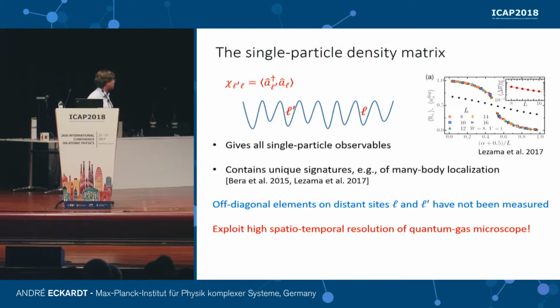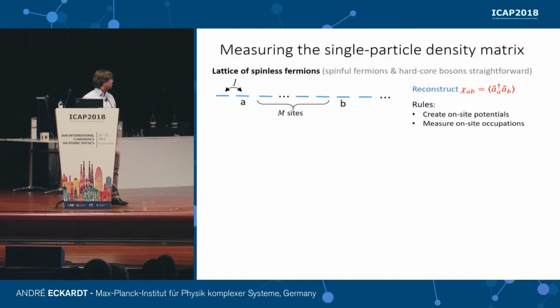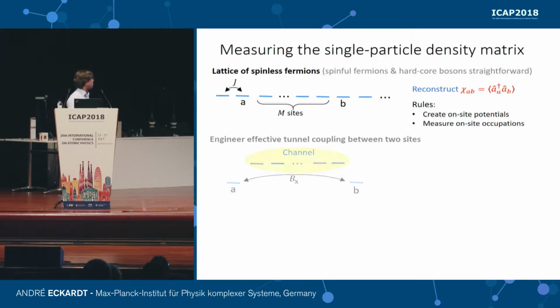The scheme I'm going to present exploits the high spatio-temporal resolution you have in quantum gas microscopes, as you heard about in Immanuel's talk, and Christian Groß will talk about it also tomorrow. So just imagine you have a lattice. Let's say it's spinless fermions, but generalization to hardcore bosons or to spinful fermions is straightforward. They occupy a lattice, and then you want to compute this object between some lattice sites A and B. The rules are that you can create on-site potentials, and you can measure on-site occupations. So, of course, the first thing you want to do is couple them.